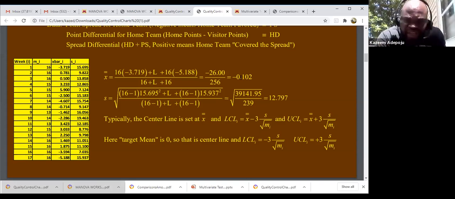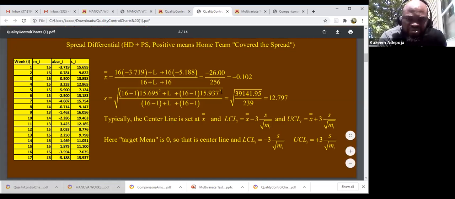If you want to draw a control chart, you actually need a center line, because we want to look at the deviation from the center line. After that, you need to get the combined standard deviation. You square this standard deviation, multiply by 16 minus 1, plus you square the next one, multiply by 16 minus 1, until you get to the last one. They are divided by 16 minus 1 plus 16 minus 1 until you get to the last 16 minus 1. Whatever you get, you find the square root. What I have here is the overall standard deviation.